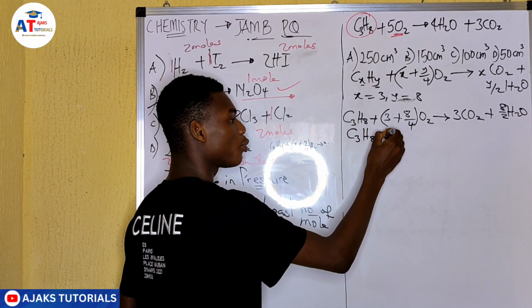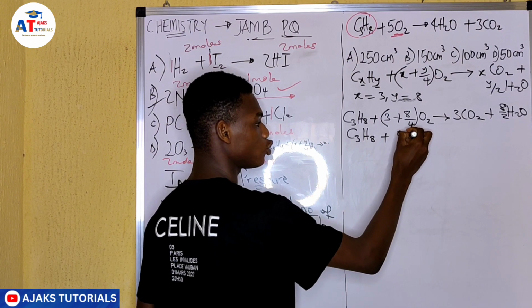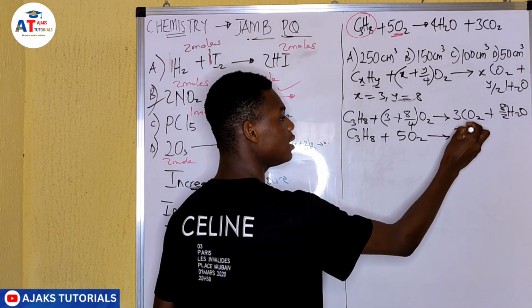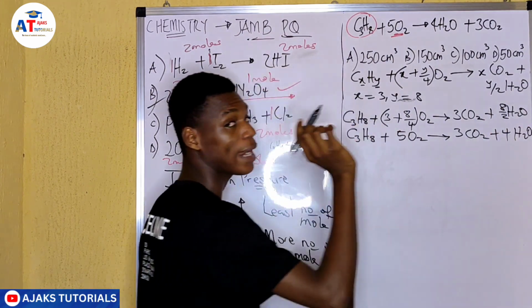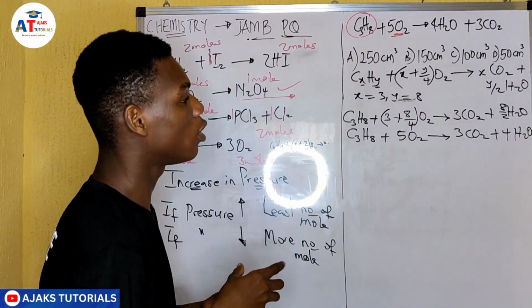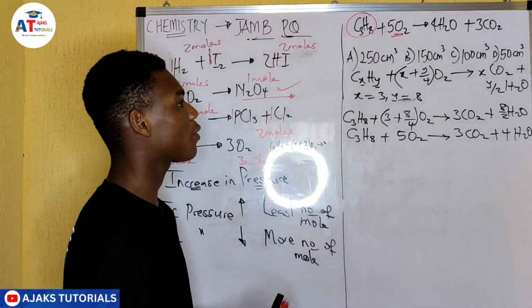C3H8 plus, 8 over 4 is 2, 2 plus 3 is 5, O2, to give 3CO2 plus 4H2O. Great, we have gotten the equation. Although CO2, H2O, anyhow you want to put it, it's the same thing. Alright? Now let's move to our question proper.